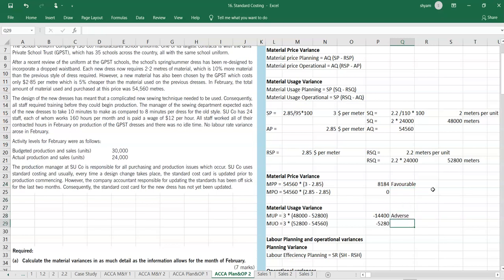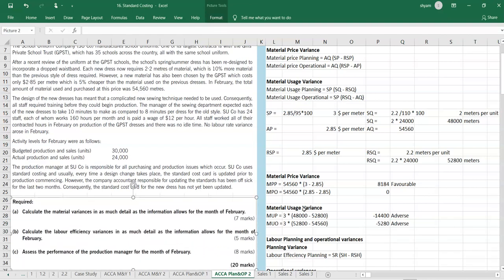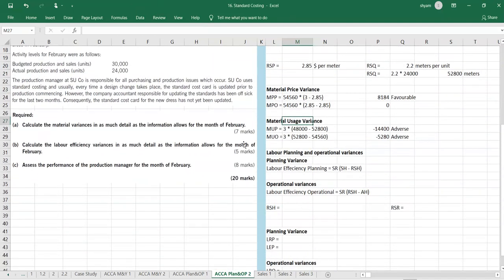These are adverse. Why are they adverse? They should have used 48,000 meters. They have used 52,800 meters. So that is bad. Again, when the standard was revised, they should have used 52,800 meters. Still, they have used 54,560 meters. So again and again, they seem to be bad only here. Okay, so we have finished our material variances. So now I think we can go to the labor variance.